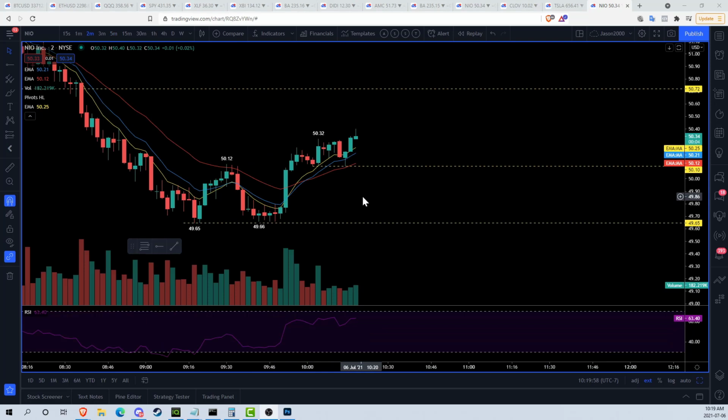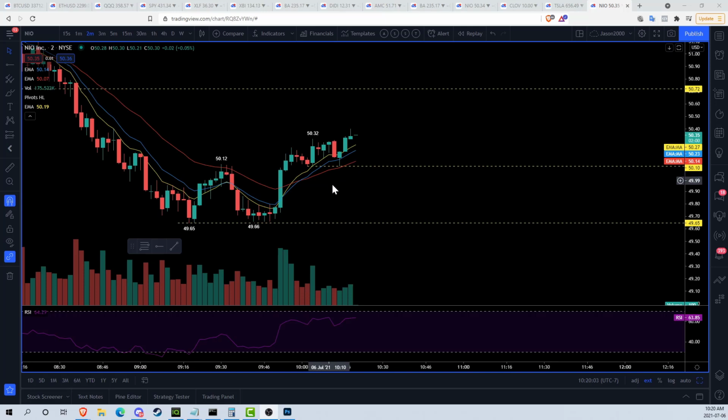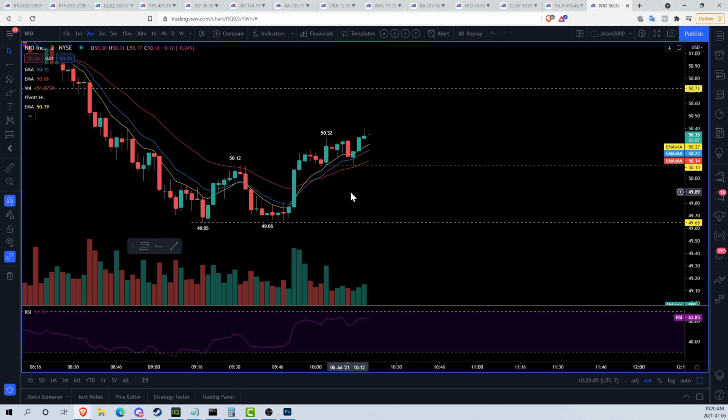All right, so we can see that we held the 50.10 level. We now have a 2 minute uptrend, and I'm going to move on from NIO. Not going to chase this trade. There'll be another one shortly, somewhere else.